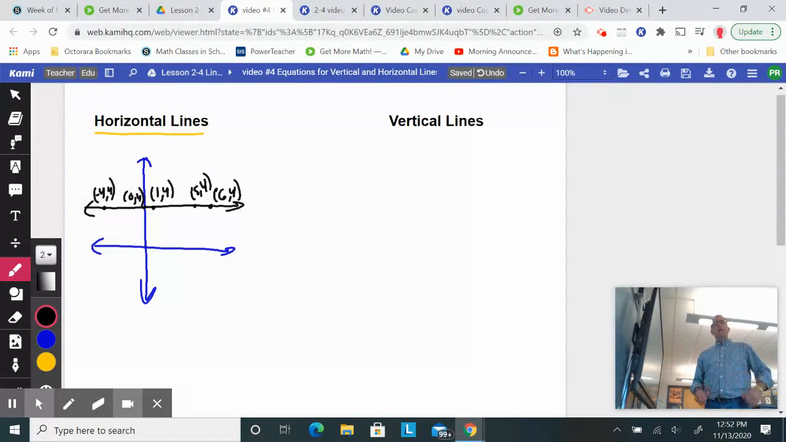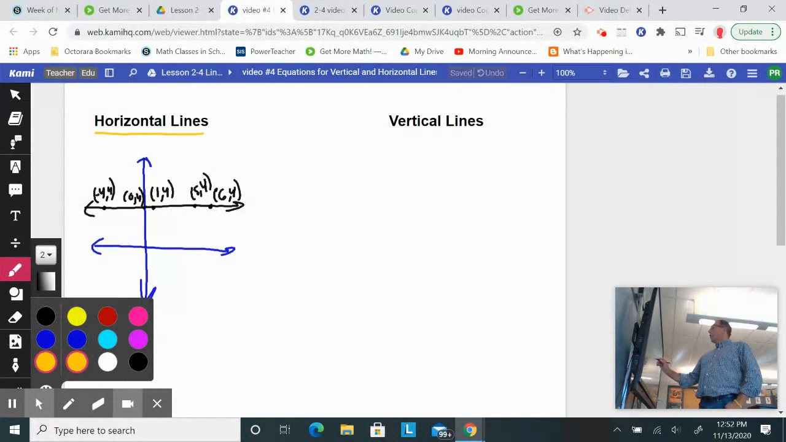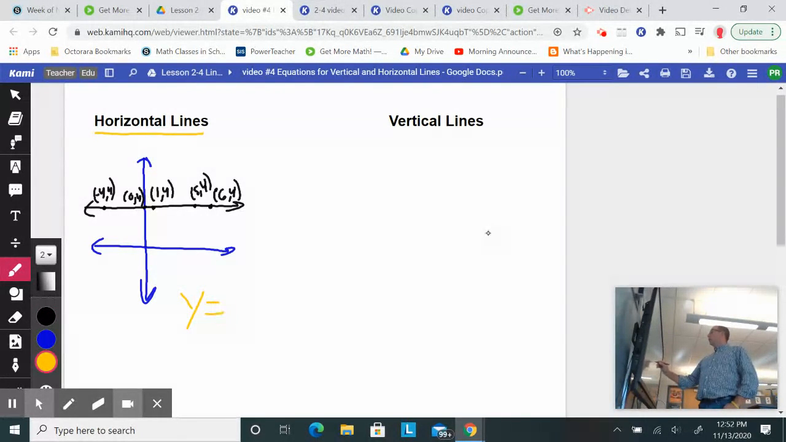So guess what that equation looks like? The equation of that line right there looks like this. Y equals 4. Or should I make it darker and bolder for you? Y equals 4.